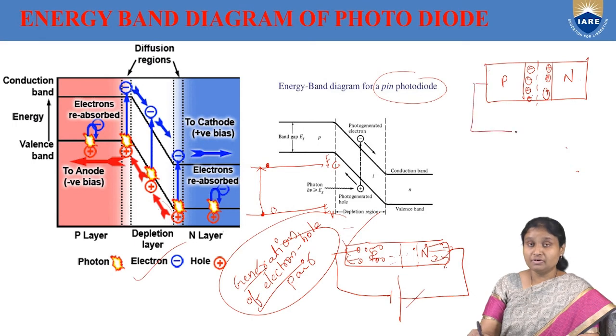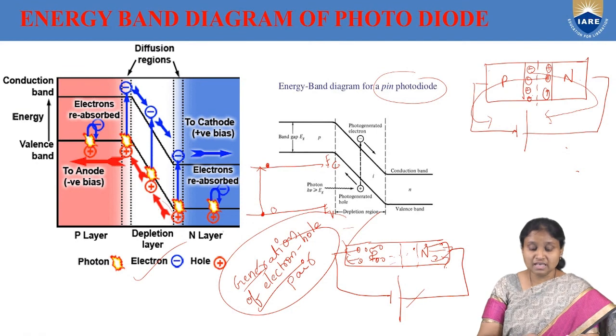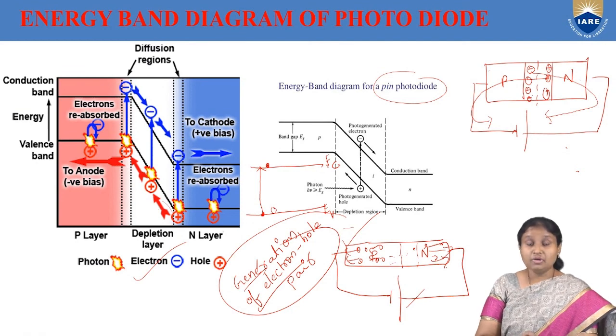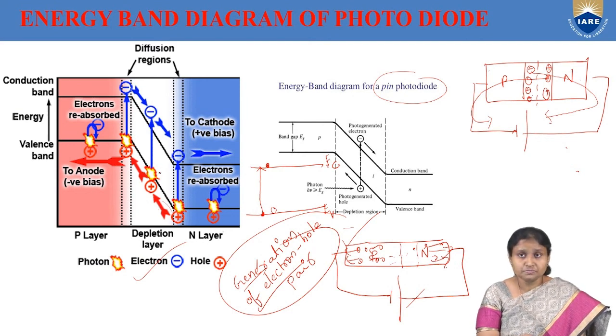Because we have biased it in such a way, this is our reverse biasing. So these immobile positive ions get attracted towards the negative bias, whereas these immobile negative ions get attracted towards the positive bias. So as you can see, they are moving away. And because they are moving away, they are gaining energy. So here generation of electron hole pairs takes place. Generation of electron hole pair is nothing but electron jumping.